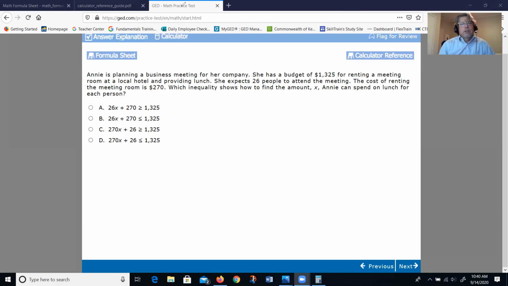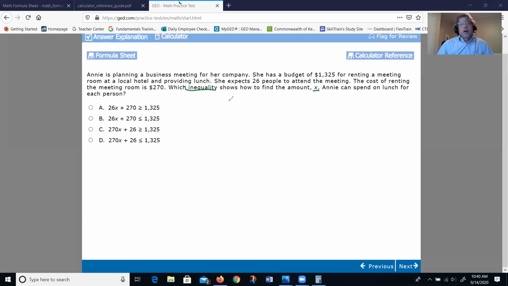So one thing we pick up on again is that last part of it is the which inequality. So inequalities are these symbols here, greater than or equal to, or less than or equal to. So we have that going on. And also they say X is going to be how much is spent on lunch for each person. So the unknown, which in this case is the X, is going to be how much is spent on each person for lunch.